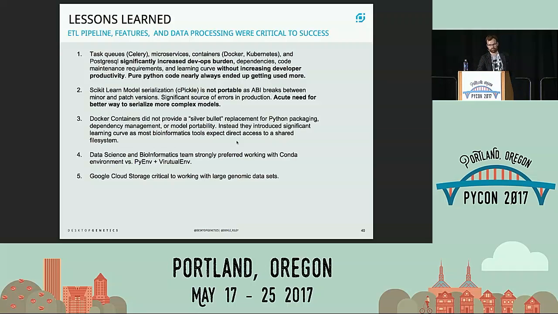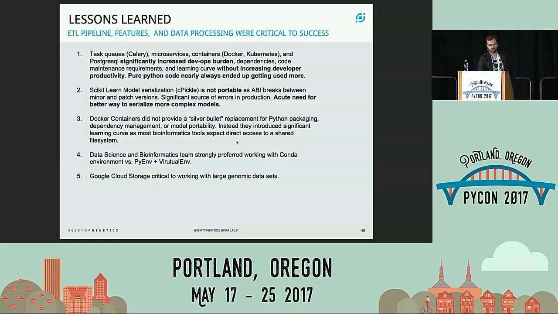And we found that there was an acute need for the ability to pull those parameters out and inspect them. We also found that Docker containers were not really a silver bullet when it came to replacing Python packaging. We had thought they might be, and we decided to give it a shot. Mostly it was because, for a lot of the bioinformaticians and data scientists, it puts a lot of DevOps burden on them, and it doesn't really solve the problem. You just took one issue and replaced it with a different one.